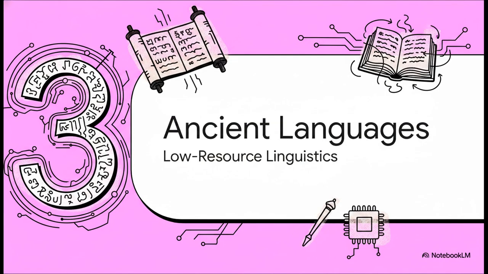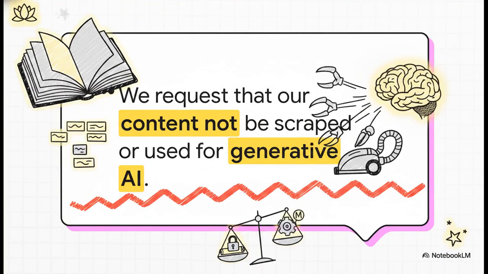All right, let's jump into Section 3. This is Track 1, Ancient Languages. Let's start our curriculum by looking at low-resource computational linguistics using the ancient Pali language and the Tipitaka. We're starting with a really interesting data sourcing challenge.